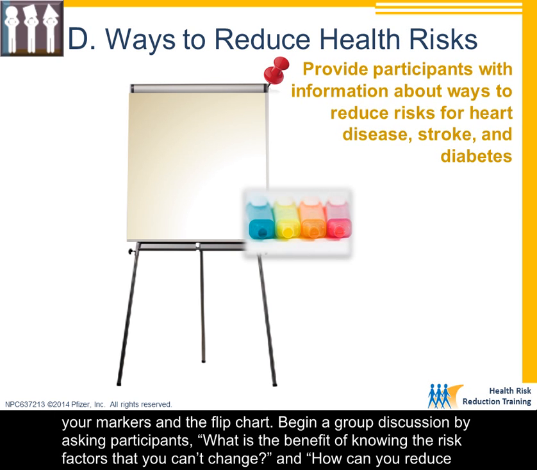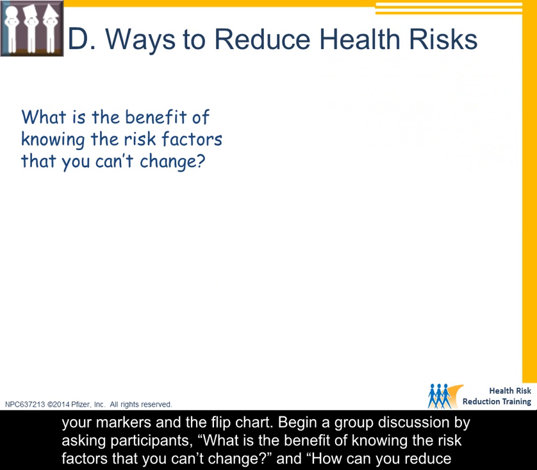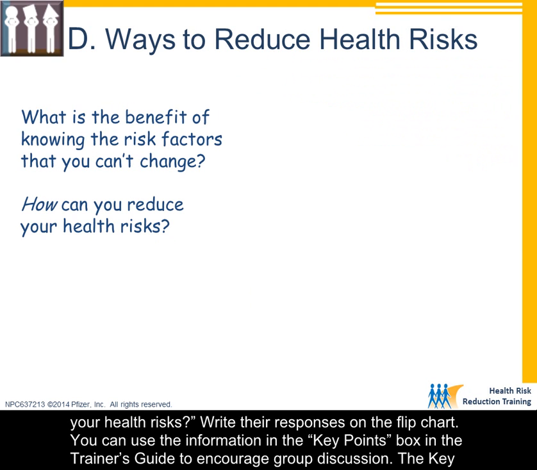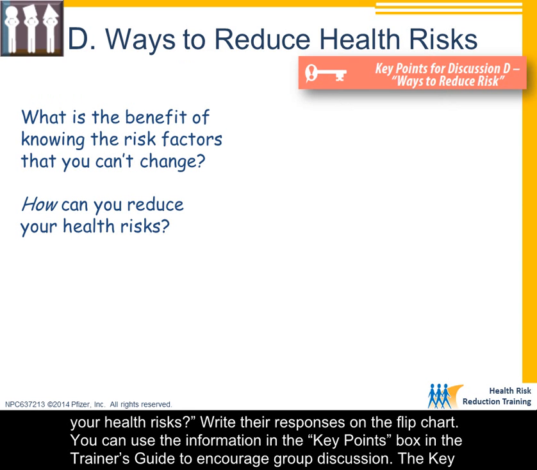Begin a group discussion by asking participants, what is the benefit of knowing the risk factors that you can't change? And how can you reduce your health risks? Write their responses on the flip chart. You can use the information in the key points box in the trainer's guide to encourage group discussion.